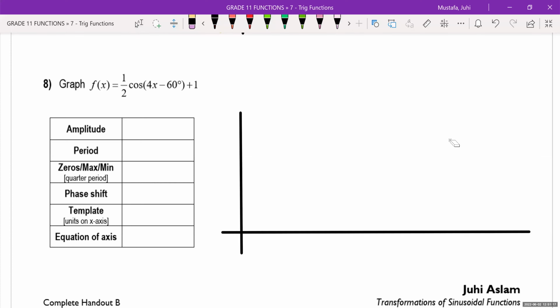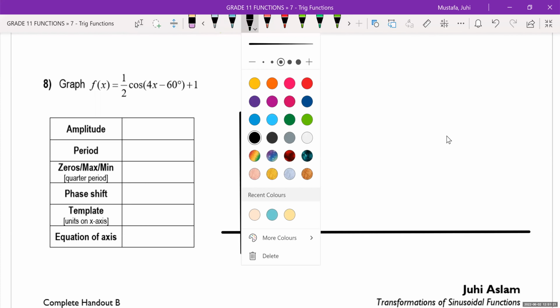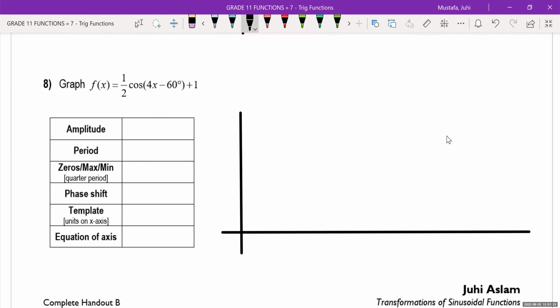You're not going to like this. Okay, so I'm going to just change this question because when I was just working it out, I've noticed that the number 4 is a little annoying. Change this to the number 3. So make it f of x is equal to a half cos bracket 3x minus 60 degrees plus 1.